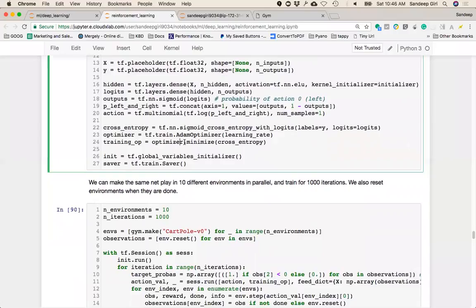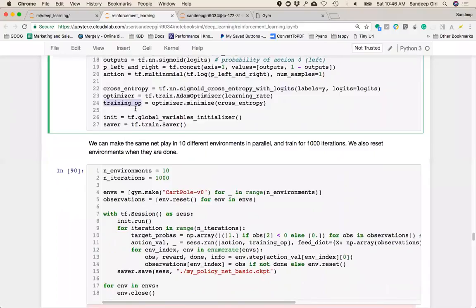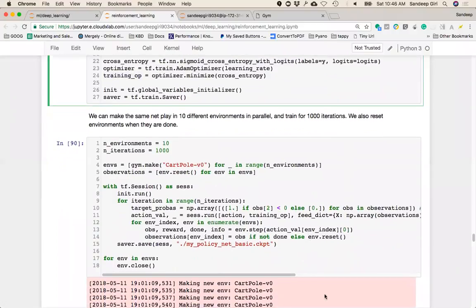And then next thing is we are comparing the logits with the labels, and then computing the cross entropy. And then we're defining the optimizer, Adam optimizer, with this learning rate, and then this is our training operation. And once we have done that, we define the initializer.